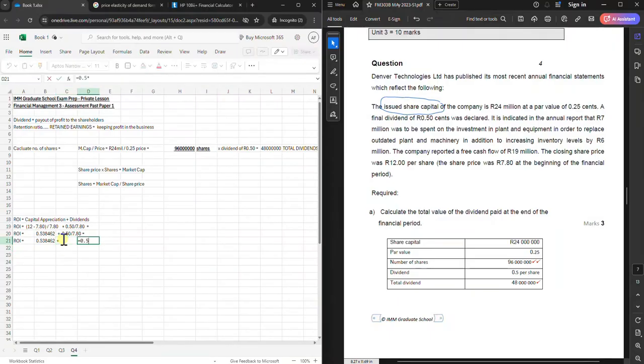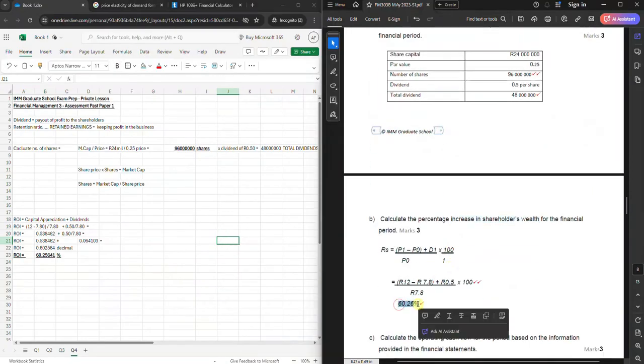0.5 divided by 7.8 is that. So the final ROI is this plus that. Okay, obviously that's a decimal, so make it a percentage by multiplying by 100. That's the answer: 60.26. Make sense? 100%.